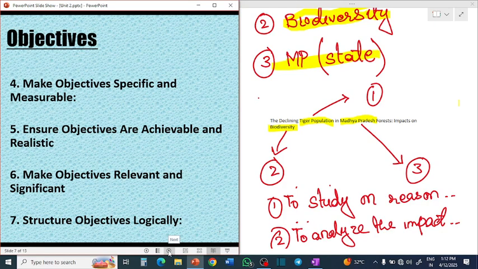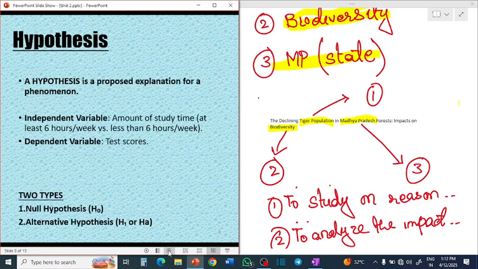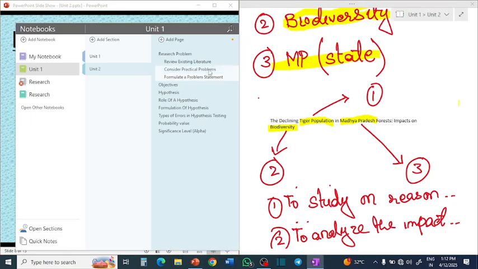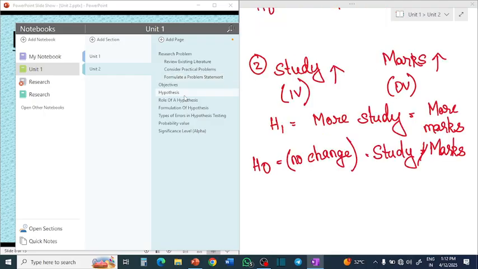Now we will move on to hypothesis. So this is where the interesting things start. Before understanding hypothesis, we have to understand what variables are.